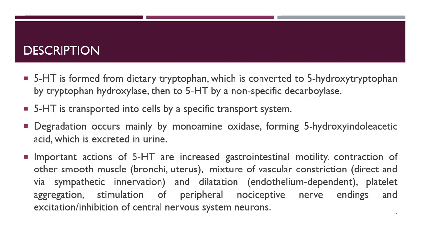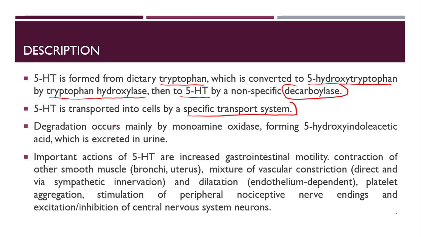Okay. So 5-HT is formed from dietary tryptophan, which is converted to 5-hydroxytryptophan by the enzyme tryptophan hydroxylase. So this is the biosynthesis of 5-HT that we are talking about. And then this 5-hydroxytryptophan is converted to 5-hydroxytryptamine by a non-specific enzyme, that is decarboxylase enzyme. So 5-HT is transported into the cell by a specific transport system.